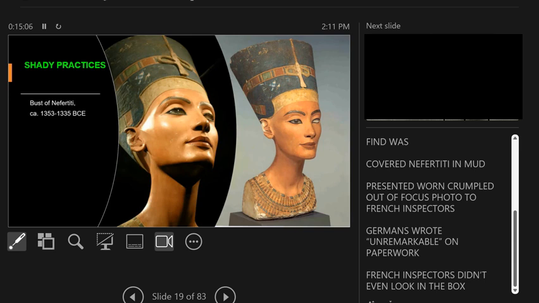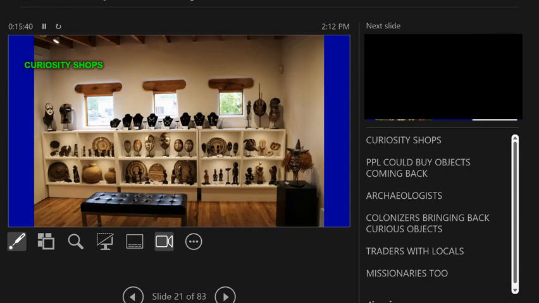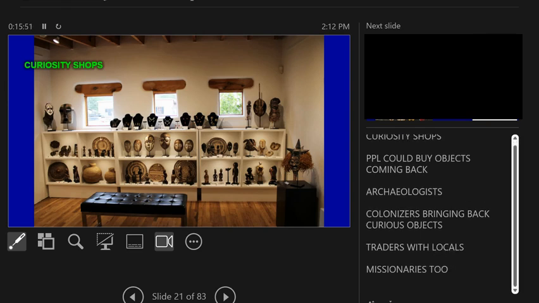So not only is all this stuff going to museums in Europe, but also the objects that are not of great value are going to curiosity shops and ethnological museums. So this is a museum for Africa in Belgium. And here we have a curiosity shop. So at a curiosity shop, people can buy objects that are coming back from Africa. So archaeologists and colonizers are bringing back curious objects and trading with the locals and missionaries too.